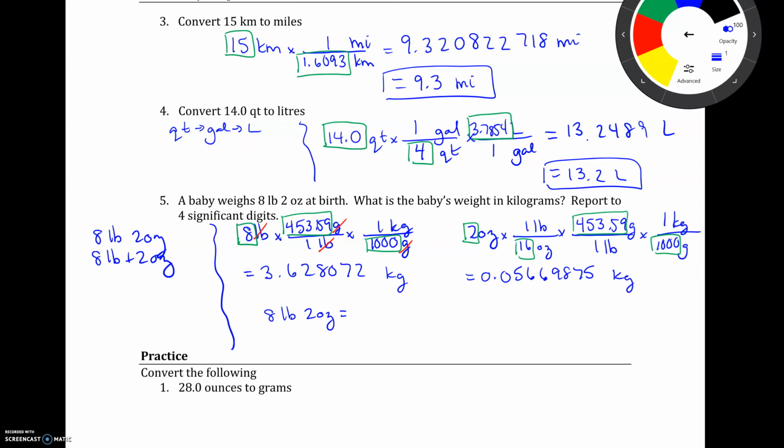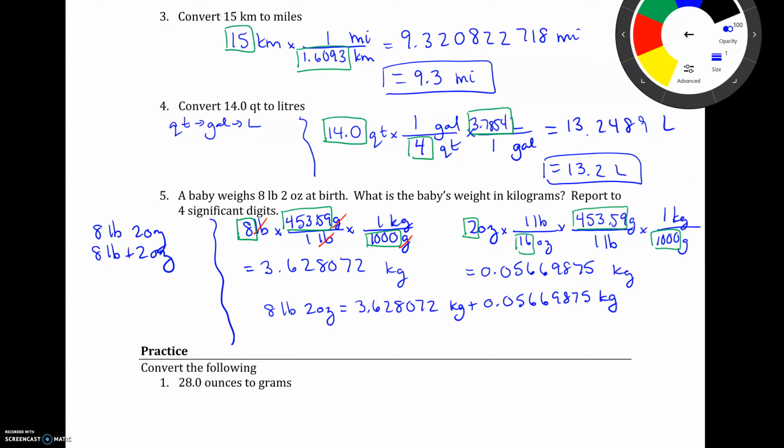Okay, to finish this off, I have my 8 pounds, 2 ounces is going to be equal to the sum of those values that we just found. Adding them up, I get 3.684777075 kilograms, rounded to 4 significant digits. So I'll report my final answer as 3.685 kilograms. Okay, excellent work.